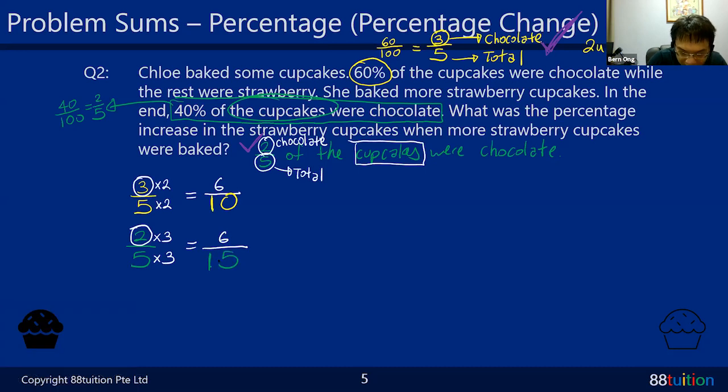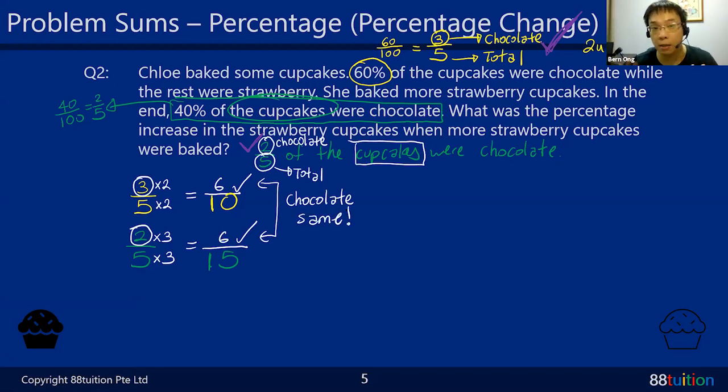Can you see? Are you happy now? I am very happy. Why? Because my chocolate is the same already. Chocolate is the same, right? Why? Because the question never says anything about chocolate.